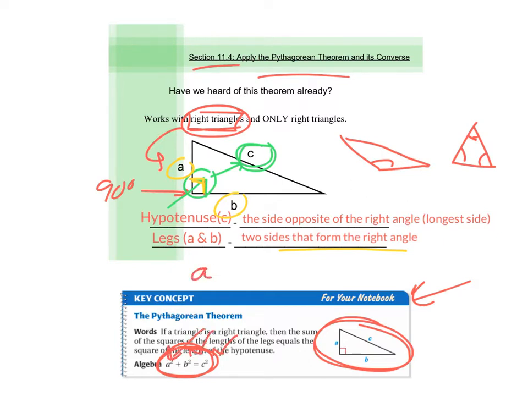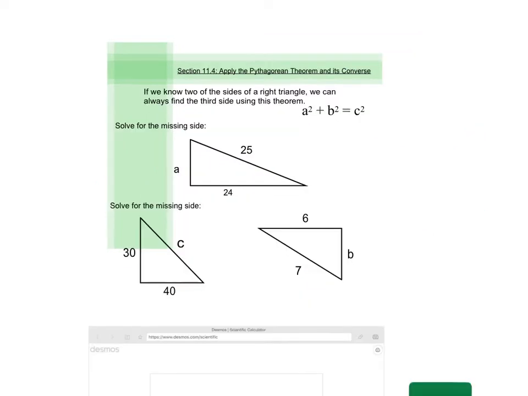So just writing it again up here. If I know the lengths of some of these sides, even 2 of them, I can get to the 3rd one by using this formula right here. Let me show you how it works on the next page with a few examples.